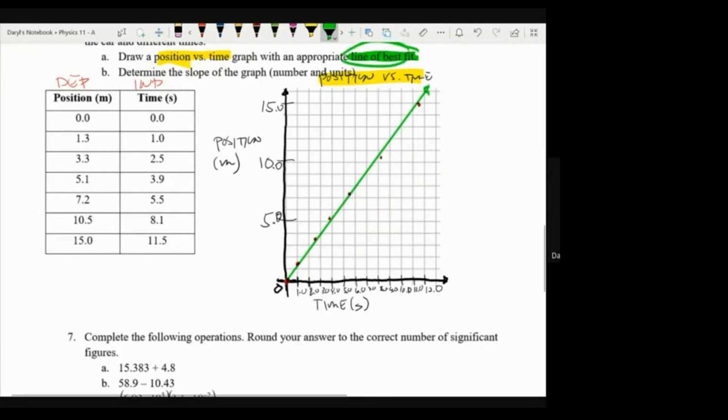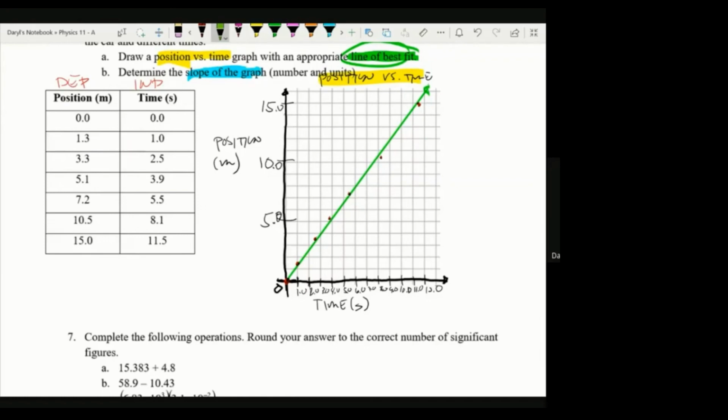So that would be your graph. That means that you're done graphing, but you also need to determine the slope. Okay, you need to determine the slope. So in determining the slope, choose 2 points. So 2 points that hit this particular line, the green one.